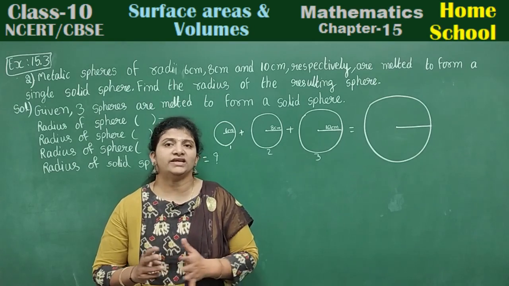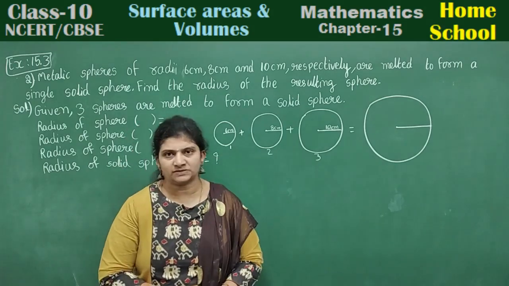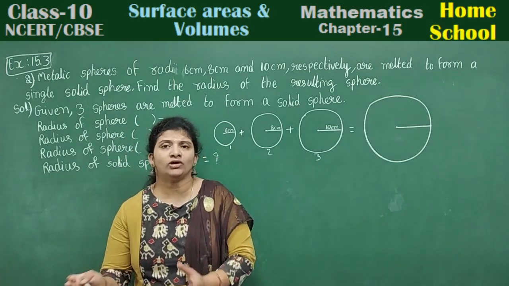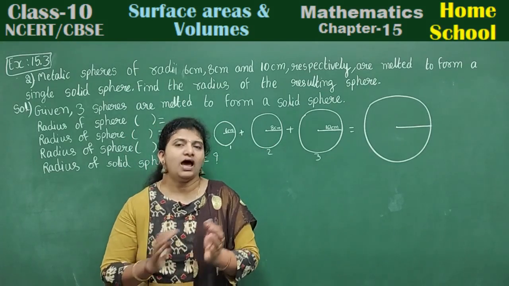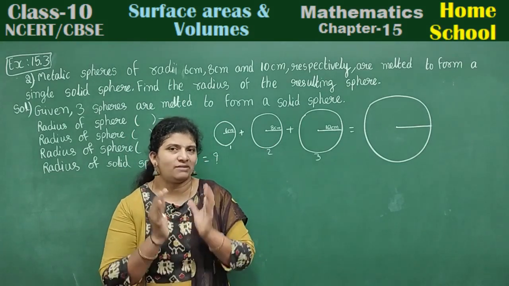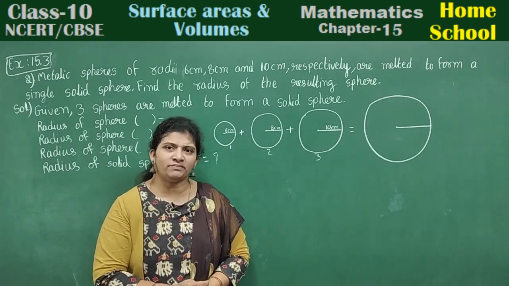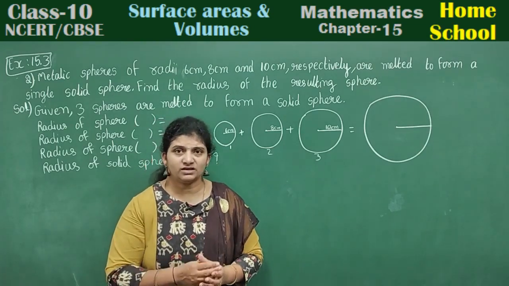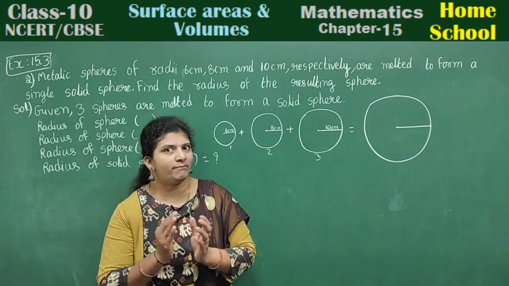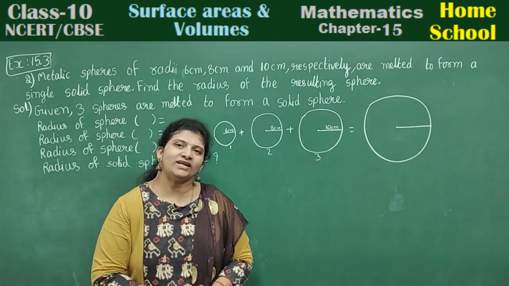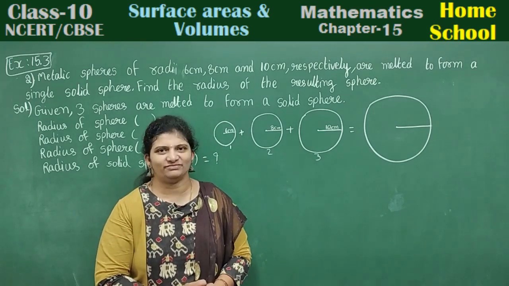Okay. If 3 children are playing with 3 spheres, now I am going to collect that 3 doughs and mix up and make a big ball. Are you able to imagine this problem? 3 spheres are combined to form a big sphere. What is that radius is your question.